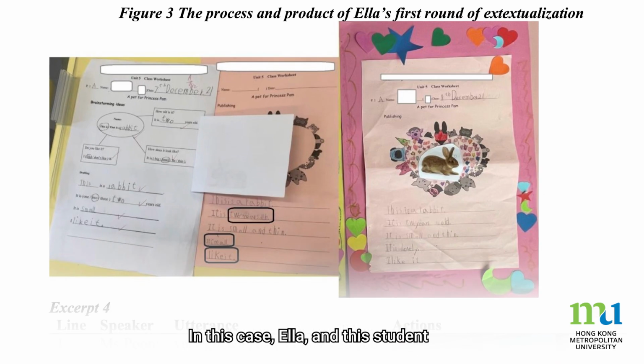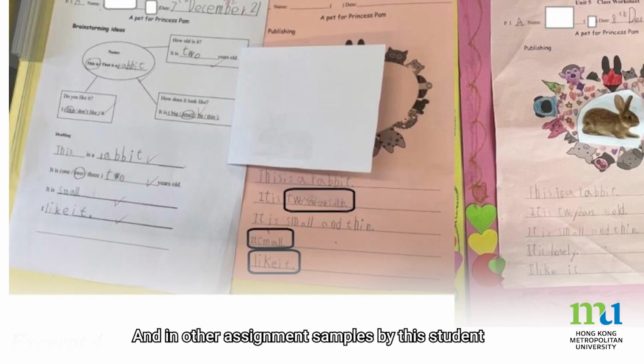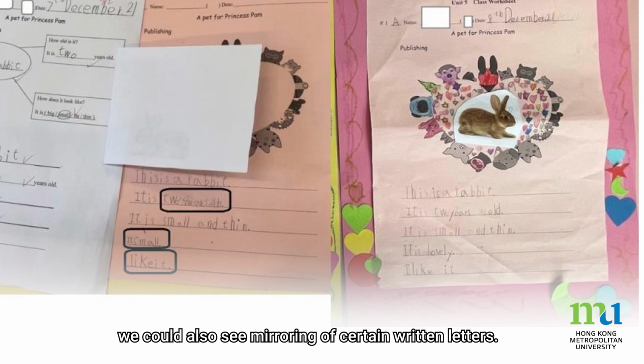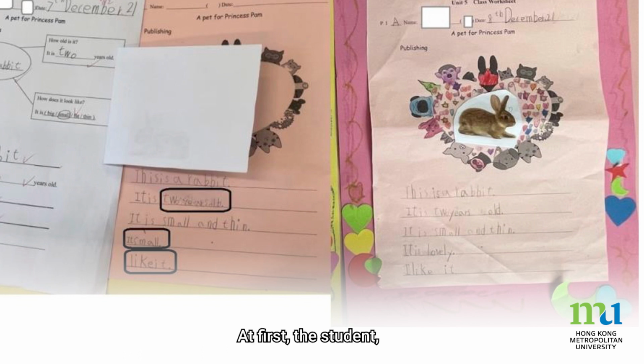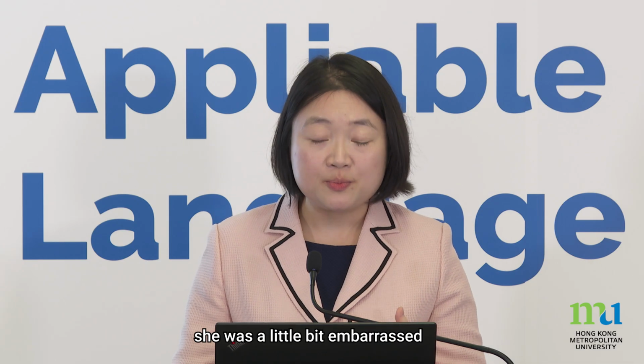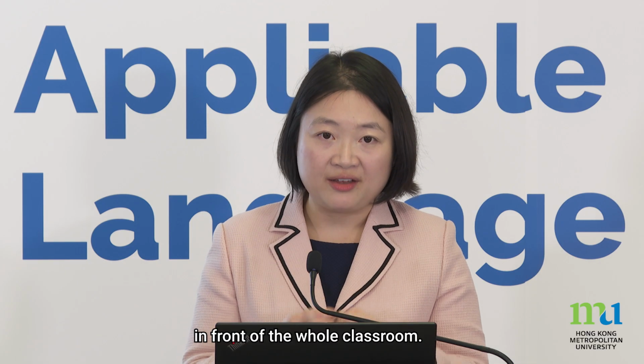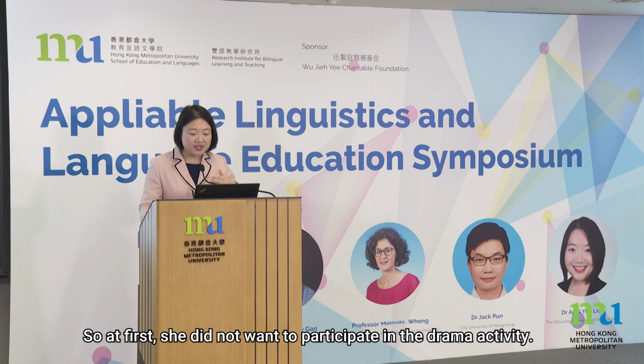In this case, Anna and this student had some challenges in reading and writing. So previously, if we take a look at her writing, you could see that she did not really command the conventions of written English. For example, no space between words. And in other assignment samples by this student, we could also see mirroring of certain written letters. At first, the student, although she was very young, only in P1, was a little bit embarrassed because she could not really write English very well, and sometimes she could not read very well in front of the whole classroom. So at first, she did not want to participate in the drama activity.